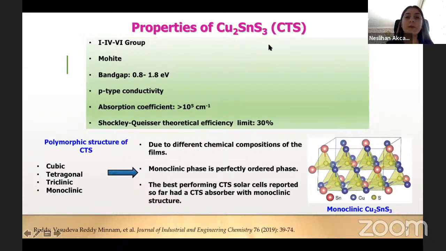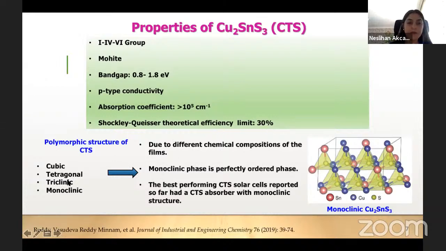CTS is an alternative material to CZTS. Its band gap changes from 0.8 to 1.8 electron volt. It also has p-type conductivity and a high absorption coefficient, and its theoretical efficiency is about 30%.